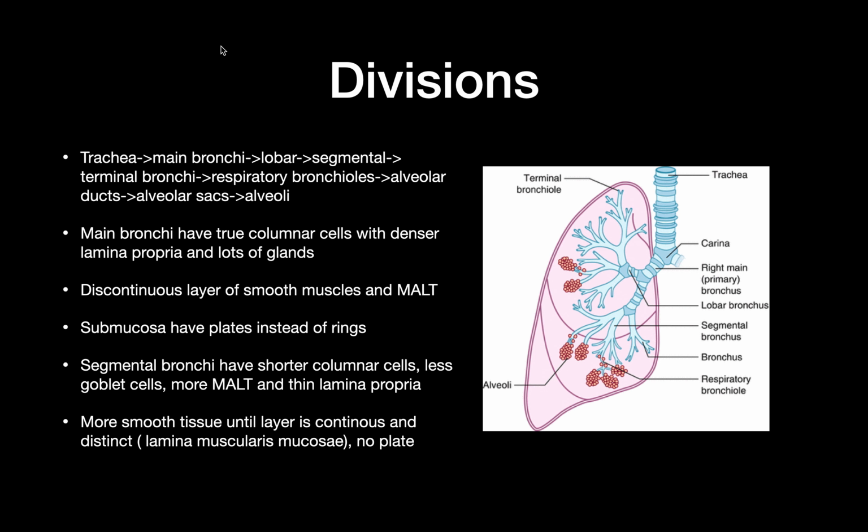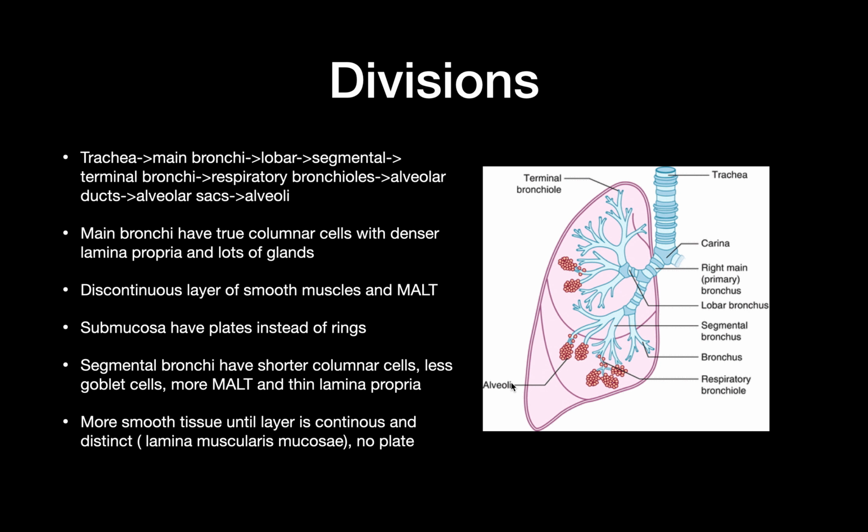Okay, so we've gone through the trachea, and then it goes down into the main bronchi, and then from the bronchi it separates into the lobar bronchus, and then the segmental, and then the terminal bronchi, and then from there it divides even further until it reaches the alveoli. So the main bronchi have still the true columnar cells, but this time they have denser lamina propria and more glands, and then it decreases as you go further into the other divisions.